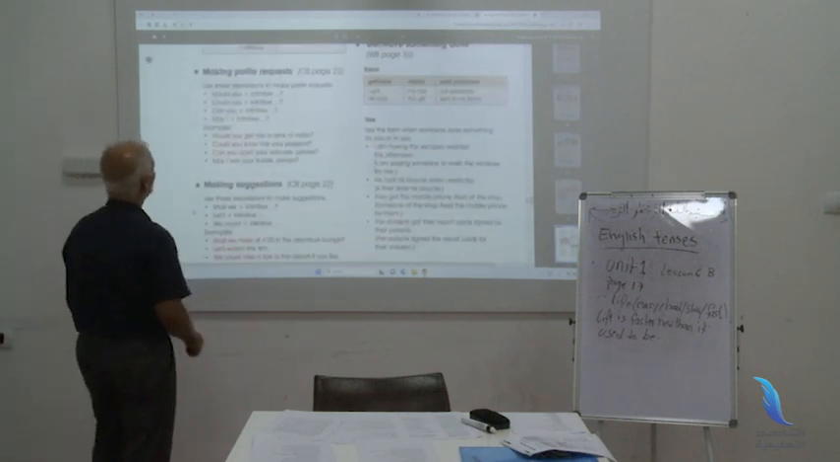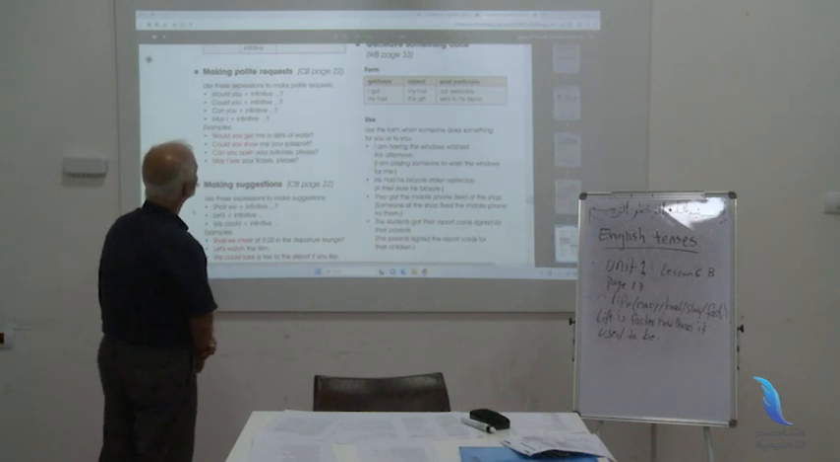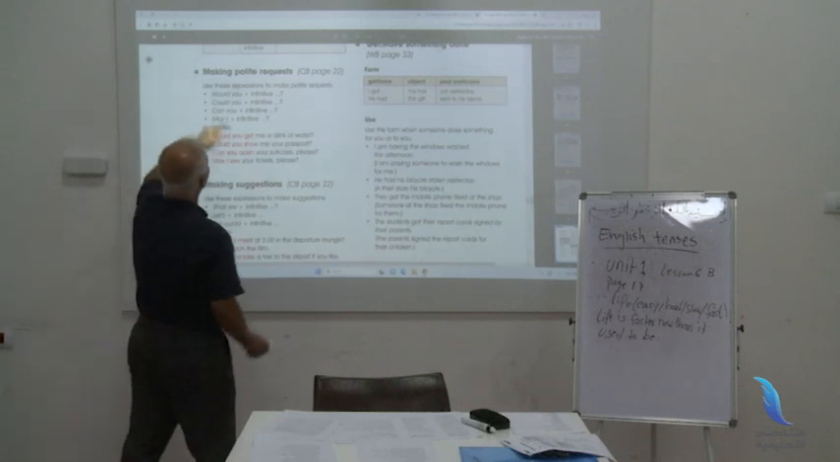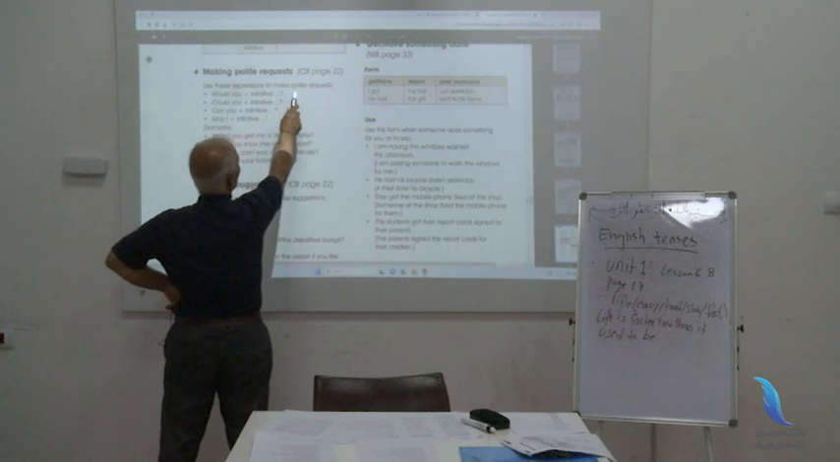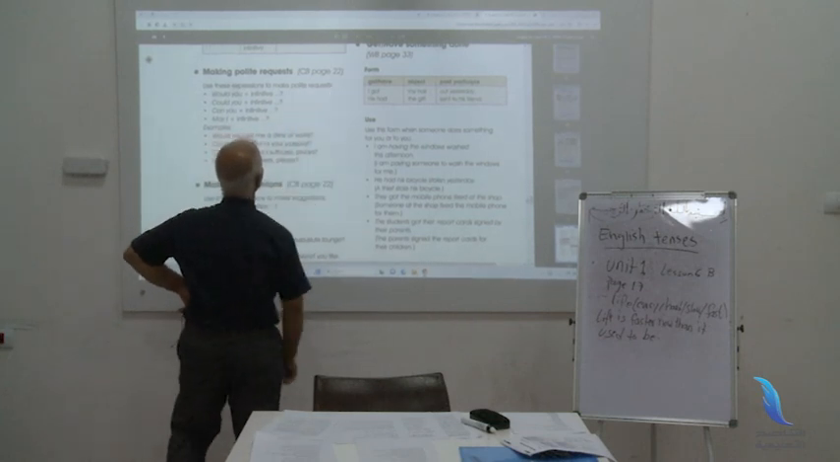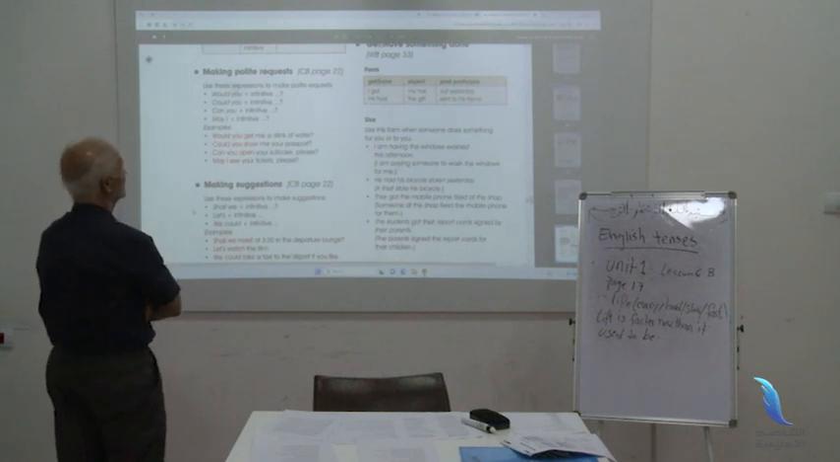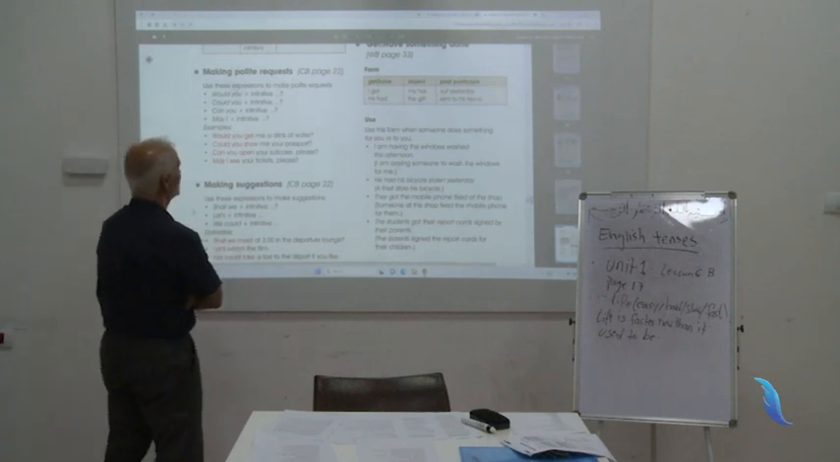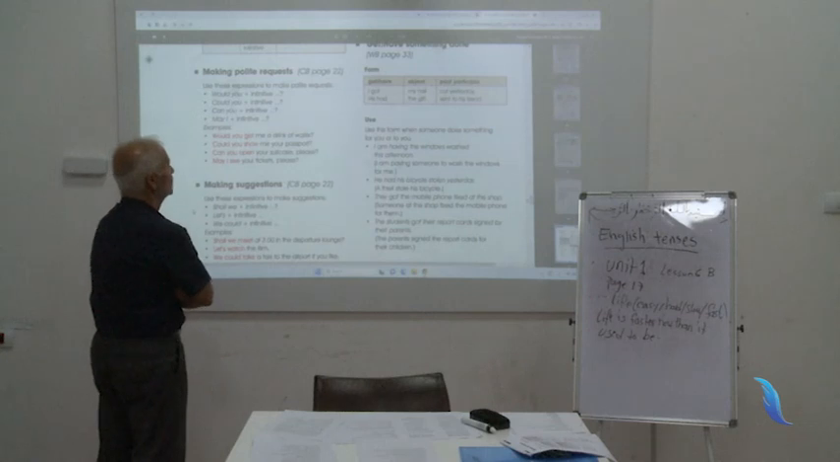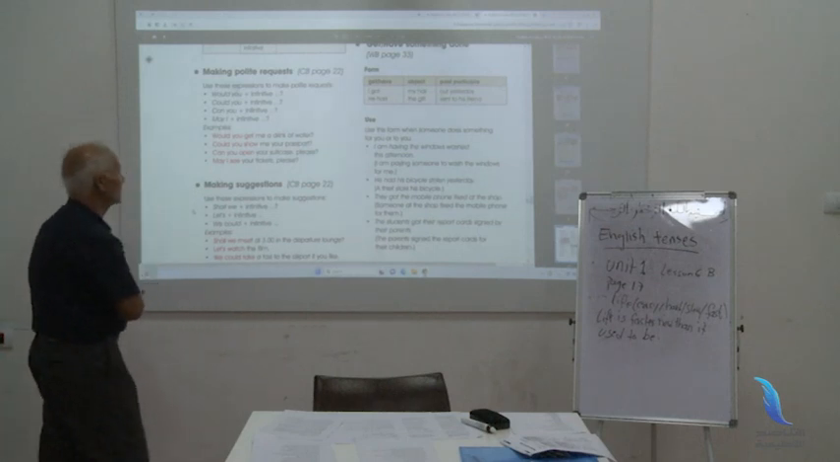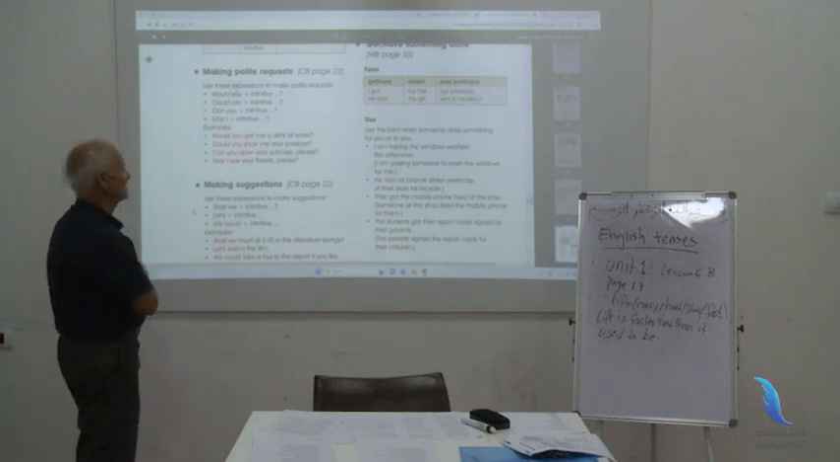Now, use these expressions to make polite requests. Also, we can ask for a request. Would you plus infinitive? Could you plus infinitive? Can you and may I plus infinitive? You can use them in examples.